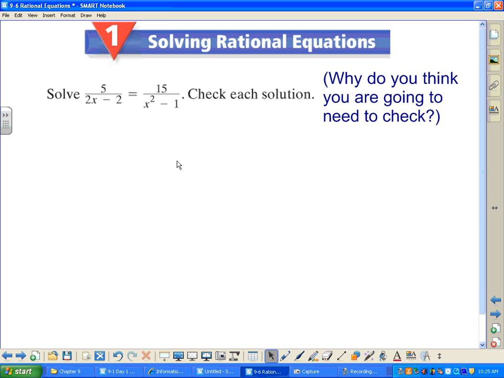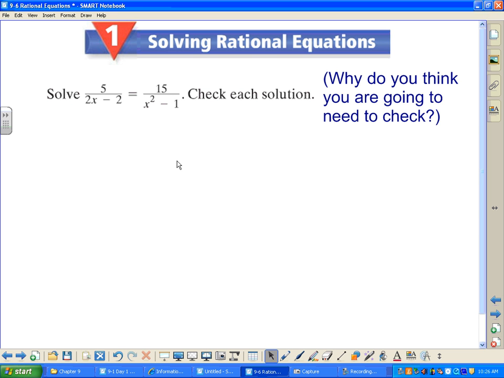All right. Today what we're going to do is look at solving rational equations. I have the first rational equation up here, and it says to solve and to check each solution. My question to you is, why do you think you're going to need to check each solution? Okay, and what part of it might not work? What do you think you might be looking for, John? Yeah, remember we can't have a 0 in the denominator, so you really want to keep clear on that.